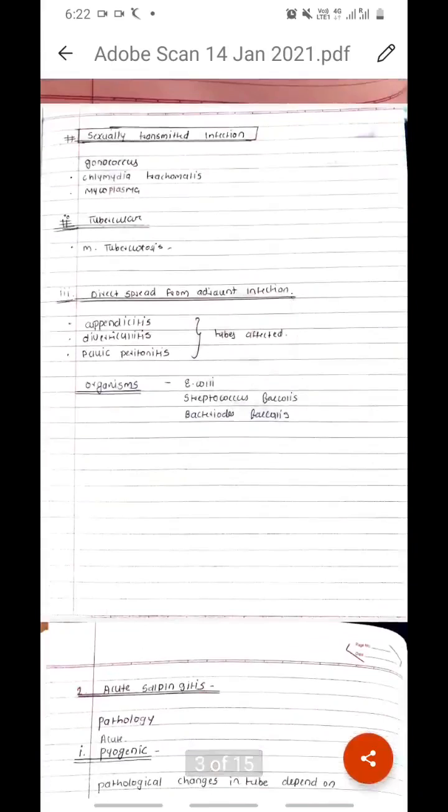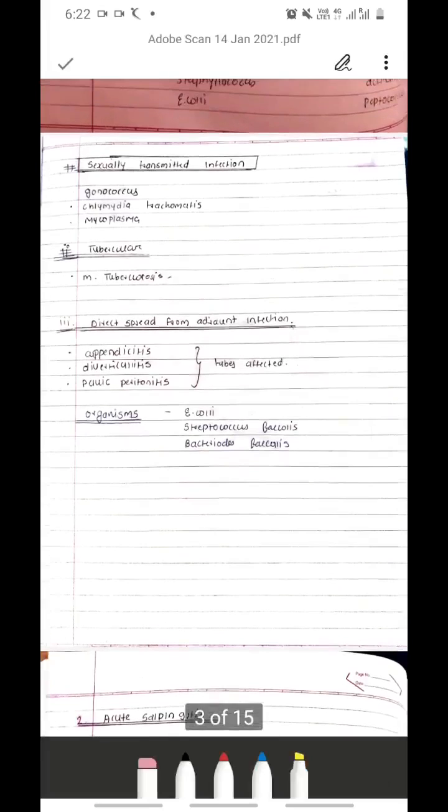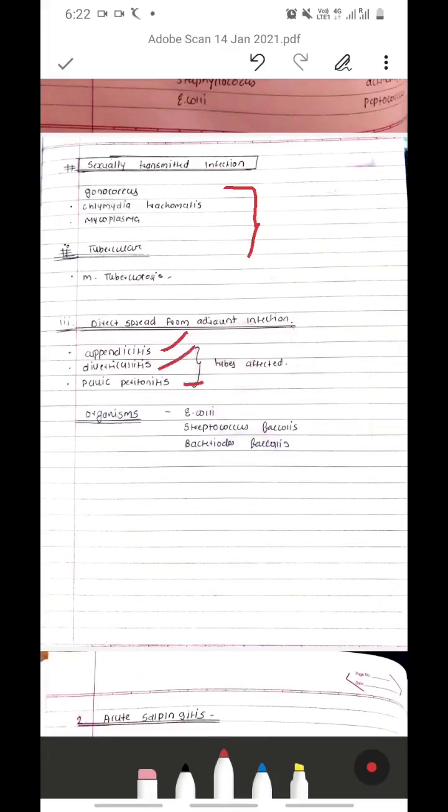Then the infections which are sexually transmitted can also lead to salpingitis. These three microbes can lead to salpingitis. Mycobacterium tuberculosis can also lead to salpingitis. And after the microbes, there is also direct spread which can lead to salpingitis. Suppose the patient is suffering from appendicitis, diverticulitis or pelvic peritonitis, these conditions can lead to salpingitis. And these are also microorganisms which can lead to salpingitis.